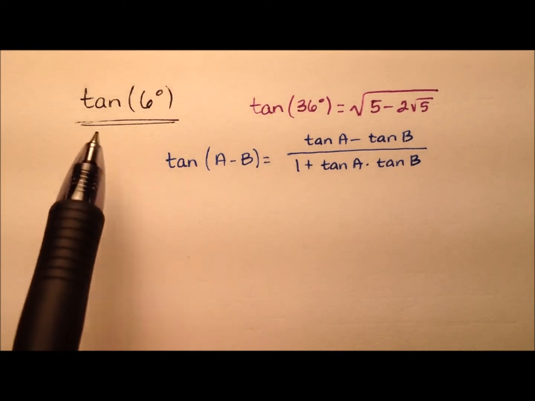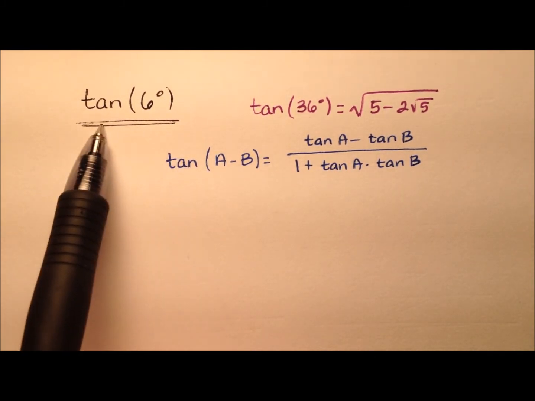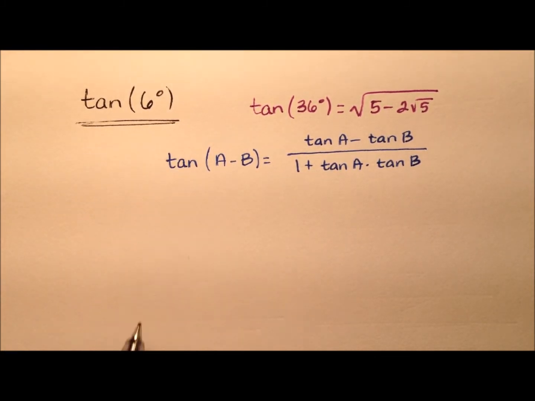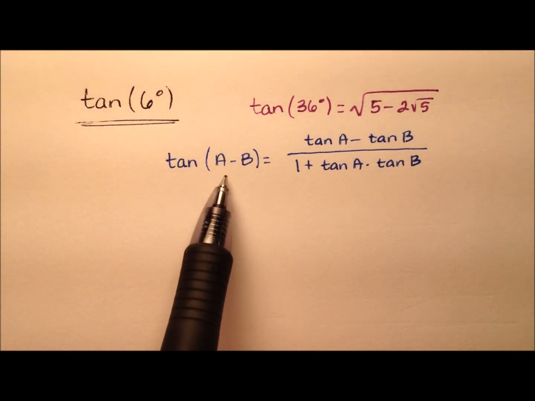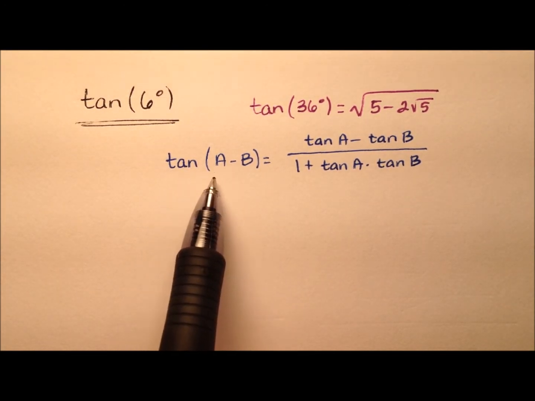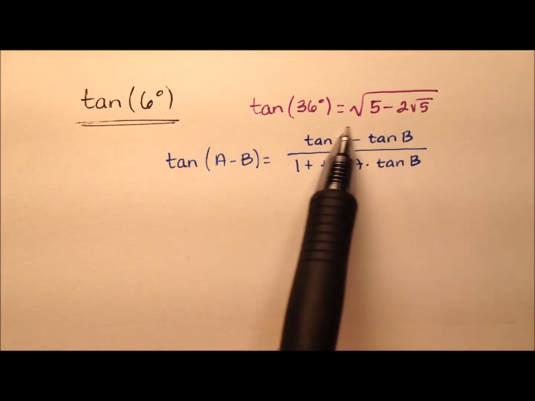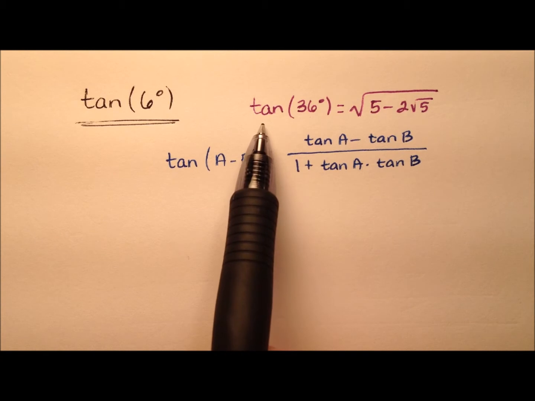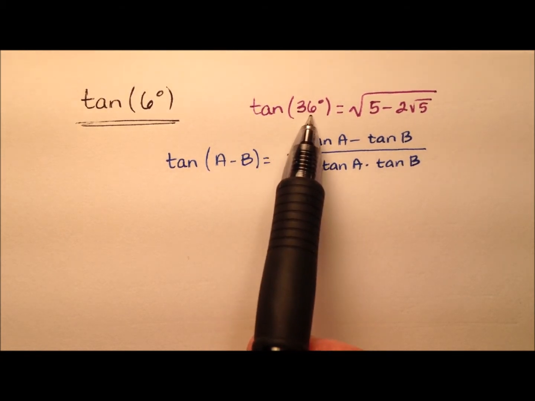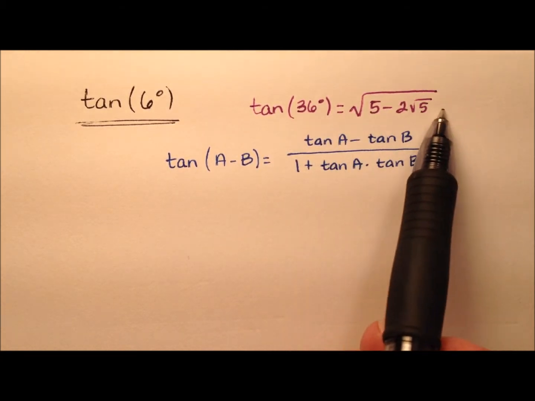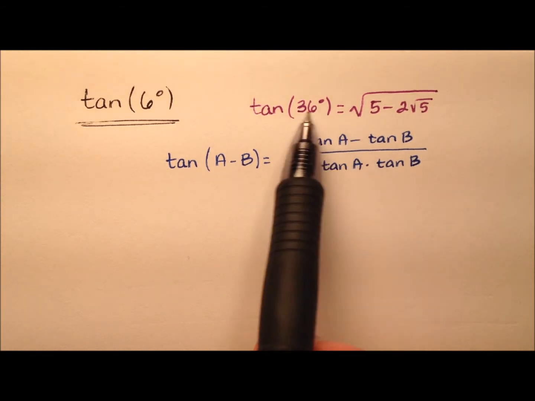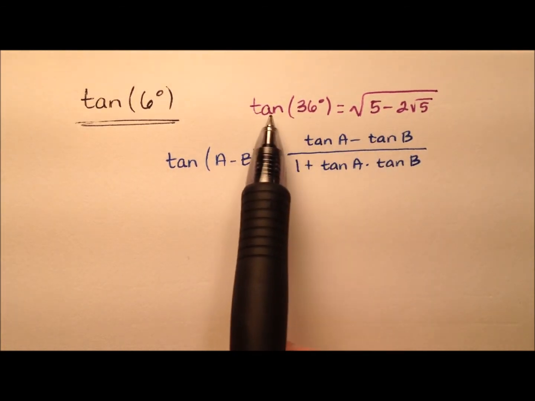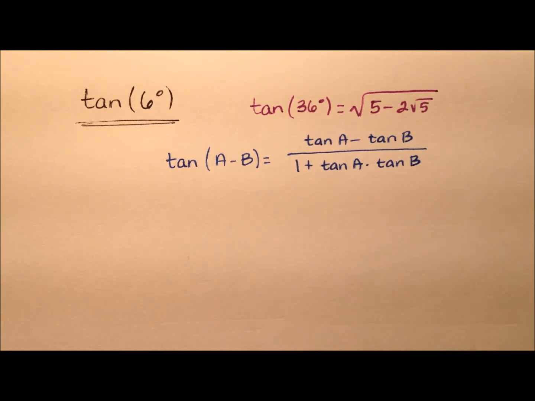In this example, we're going to walk through and find the exact value for the tangent of 6 degrees, and we're going to do so by using the difference identity for tangent. So we have two angles, A and B, and it will have this expression here. It's a fraction. And we're also going to employ this tangent of 36 degrees, which this radical expression right here we found from scratch in another video. And so that tangent of 36 exact value video has been linked down in the description for this video.